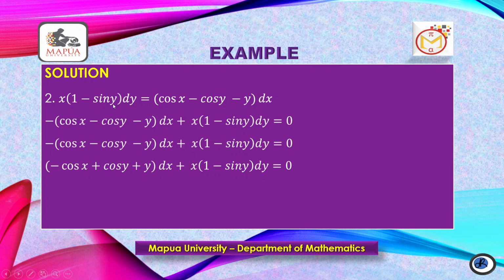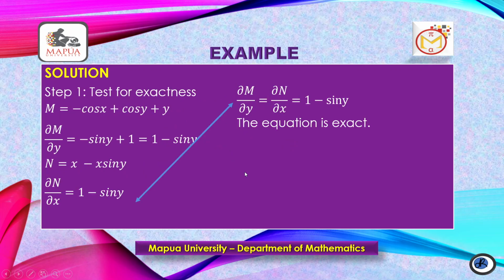So in this equation, the variables cannot be separated, so we cannot apply variable separable here. And it's not homogeneous because they are of different powers or exponents for the variables. So let us check if this equation is exact. We have the coefficient M for the coefficient of dx and N for the coefficient of dy. So this is our first step: we have to test for exactness.